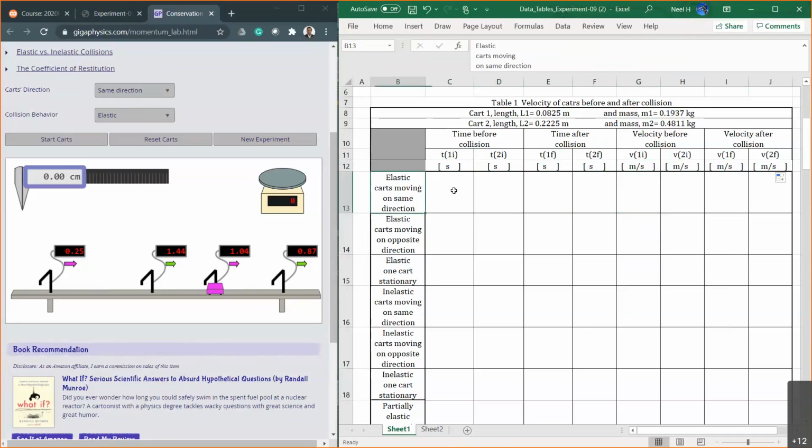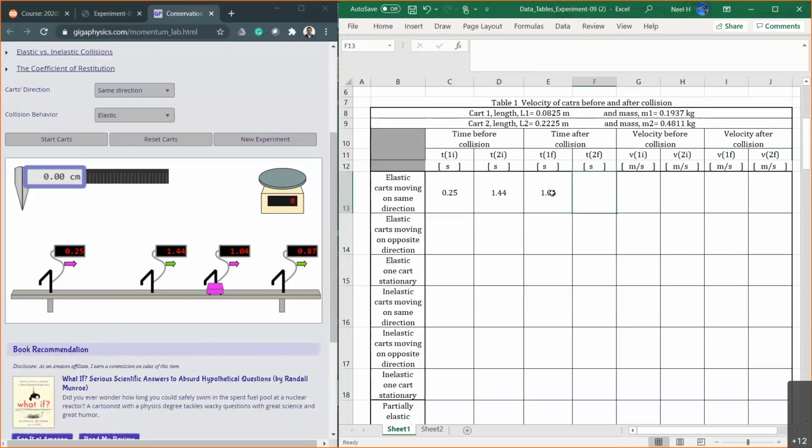All right, then the time for case number 1, elastic type collision, carts moving in the same direction. Before the collision, cart number 1, pink one, time for that is 0.25. Cart number 2, green, first photo gate, 1.44. If the time is higher, that means the object is moving slower, right? Velocity is lower. Then after collision, you can see pink one, 1.04.